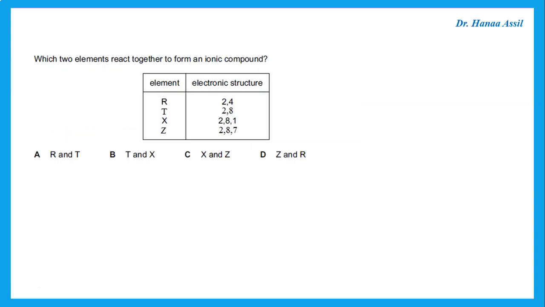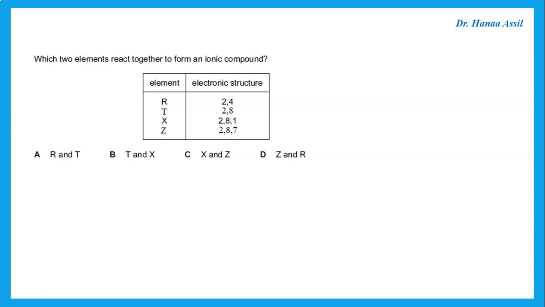Okay, let's try this one. Which 2 elements react together to form ionic compound? We said to form ionic, I have to react what with what? I have to react a metal with a non-metal. A metal can have 1 or 2 or 3 electrons in its outer shell. So R is not a metal, T is not a metal. So X, I can have X, 1 electron in its outer shell, and then I need a non-metal that has 4 or 5 or 6 or 7.